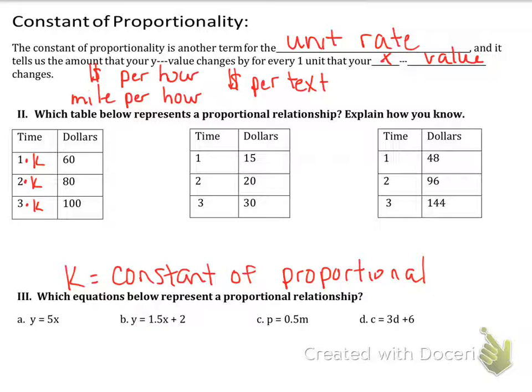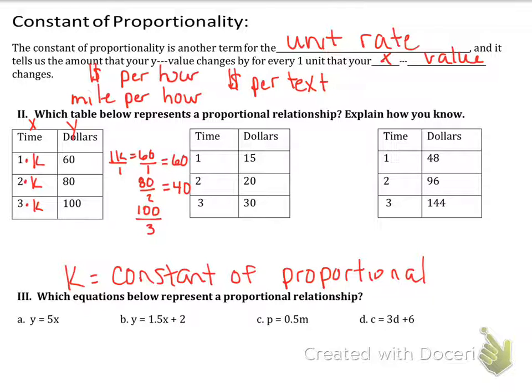Well, in this first one, you can figure that out by taking your y and dividing it by your x. So you have 1, k equals 60. Well, if you divide by 1, which is your x, it'll give you k, right? So you take your y and you divide it by your x to see if it gives you the same thing. Well, 60 divided by 1 is 60. 80 divided by 2 is 40.